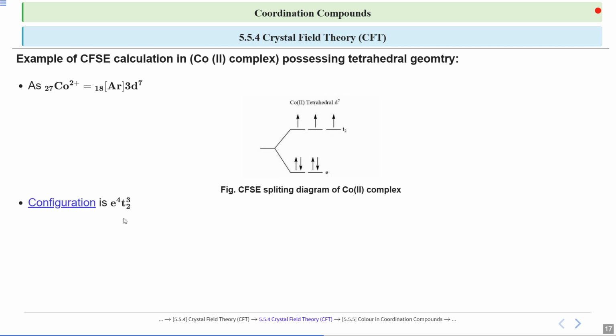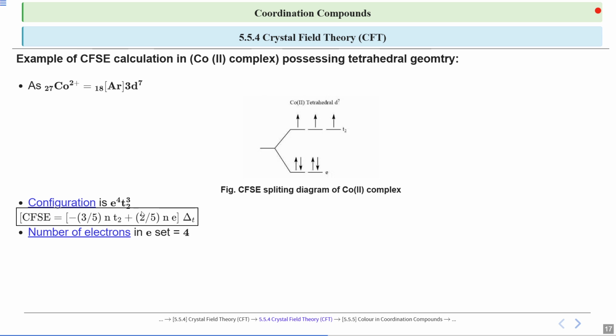So the configuration becomes E4 T2 3. In the T2 we have 3 electrons, in the E we have 4 electrons. If you want to calculate the crystal field splitting energy, you can again use the formula: minus 3 by 5 n T2 plus 2 by 5 n E, times delta T.